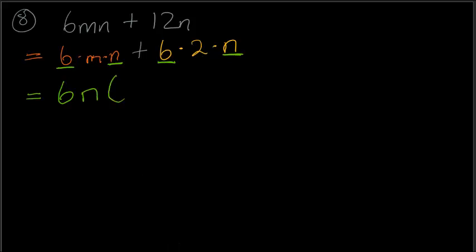Next question. 6mn plus 12n. Now 6 is a factor of 12, so I'm going to keep 6 as it is. My first term, I'm going to keep as 6 times m times n. And then my second term, I'm going to break down into 6 times 2 times n. Now I'm going to look for common factors. There's a 6 here and a 6 there, so I take 6 out. There's an n here and an n there, so I take n out. And inside my brackets, I have m, that's that one, plus 2. And that's my final answer.